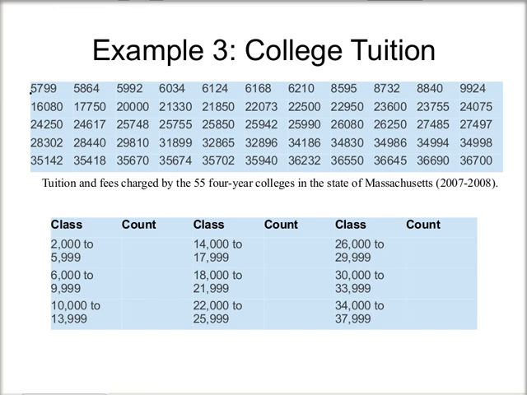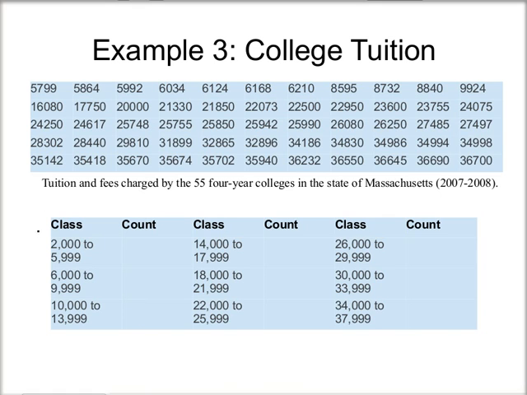So my lowest value is 5,799 on the low end, and my highest value is 36,700 on the high end. If I break that up into $4,000 intervals, I'll get these 9 different classes. So let's go ahead and fill in this chart.